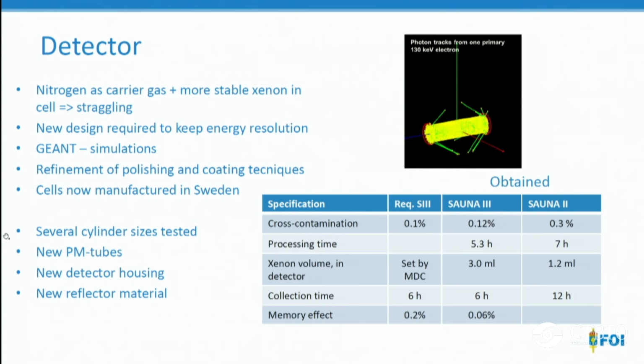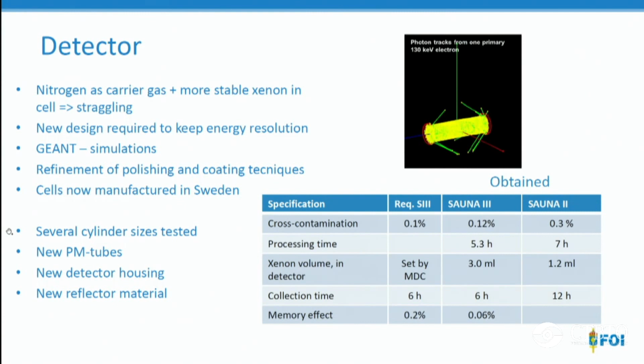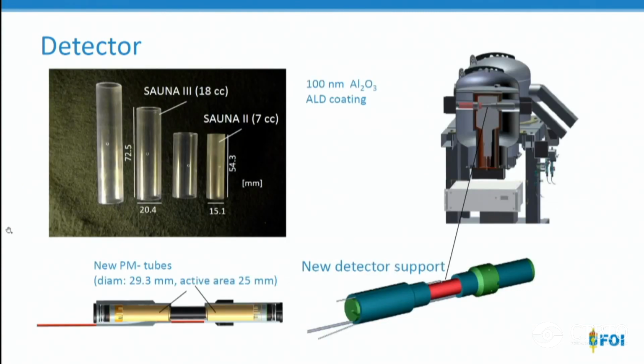We did a lot of simulations using Geant, for instance, and we have refined the polishing and coating techniques to reduce the memory effect, which is now 0.06% in the cell. So that's really very small now. We have tested different sizes of the cylinders, and we ended up with one which is 18 cc compared to the old SONA 2 cylinder, which is 7 cc.